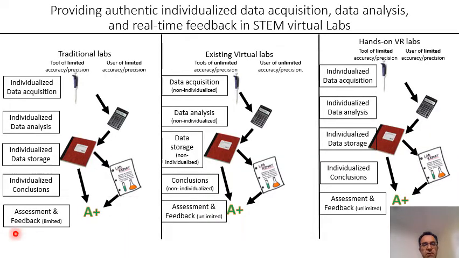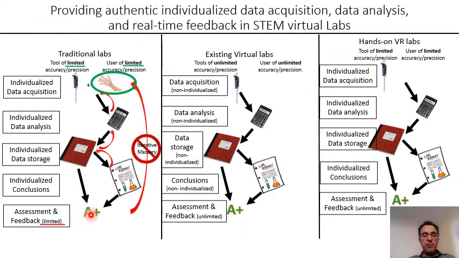Actual experiments involve lab tools with limited accuracy and precision, as well as student users with limited skill. This noisy and error-prone data is acquired, analyzed, stored, and ultimately used to draw conclusions about the natural world. Instructors assess the quality of such data as well as the validity of the conclusions drawn from them to provide students with feedback on their performance. Unfortunately, this feedback is also limited and opportunities for iterative mastery are lacking.